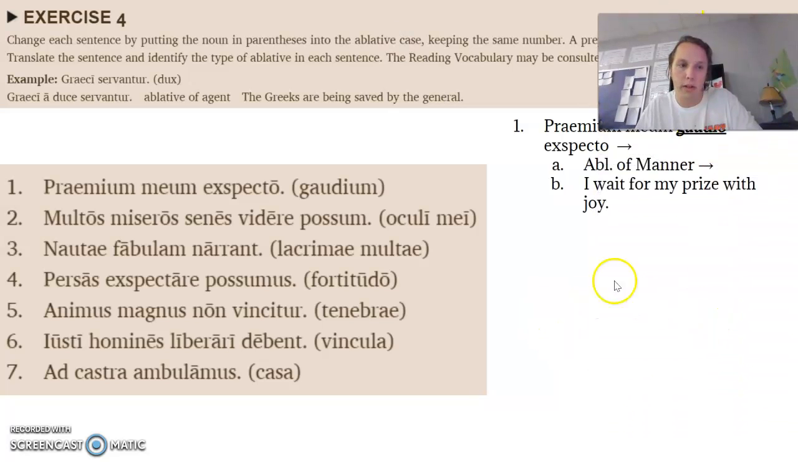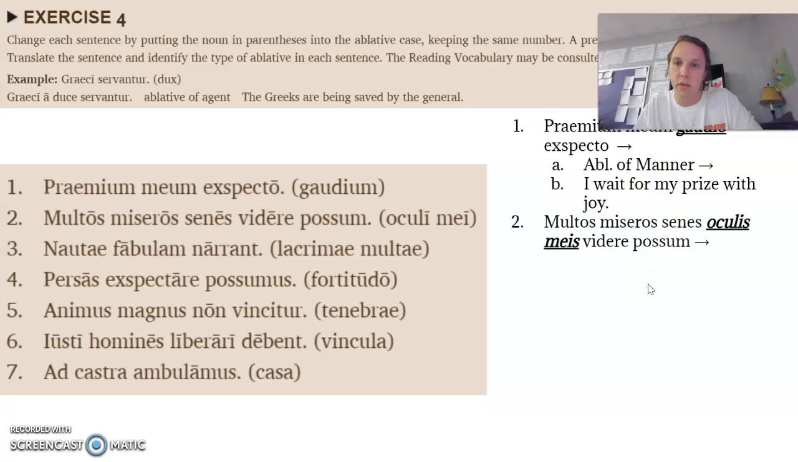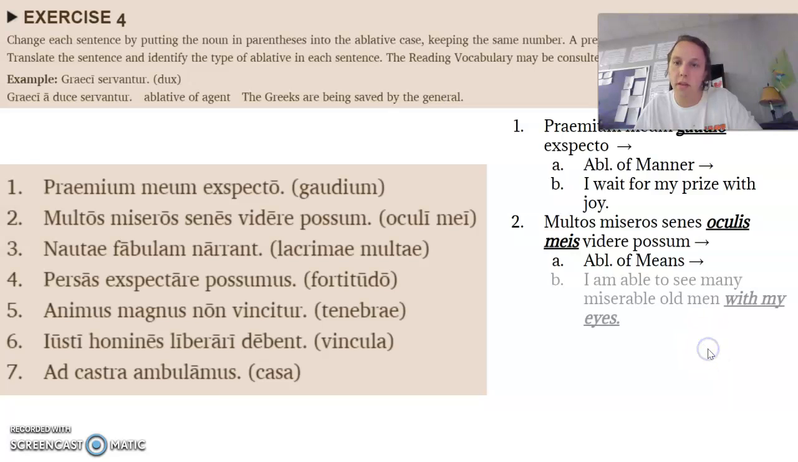Okay, I'm going to try and go quickly because I'm running out of time here. Multos miseros senes oculis meis videre possum. It's an ablative of means. I am able to see many miserable old men, oculis meis, with my eyes. That's what I'm using to see the miserable old men.